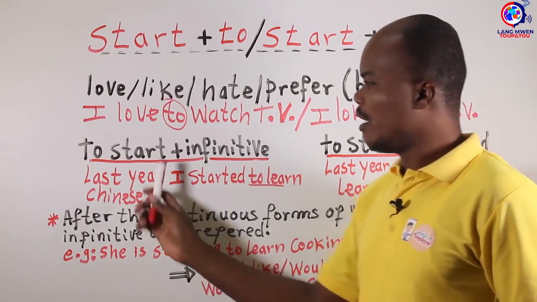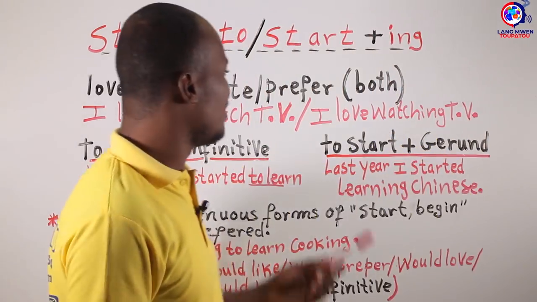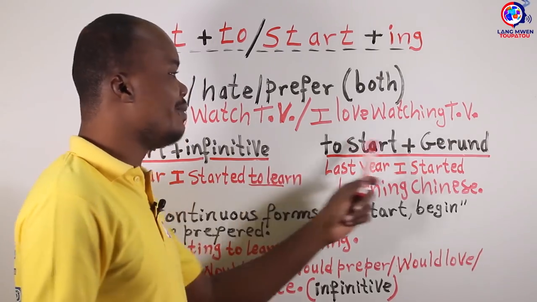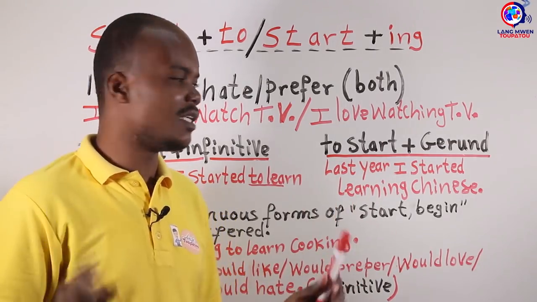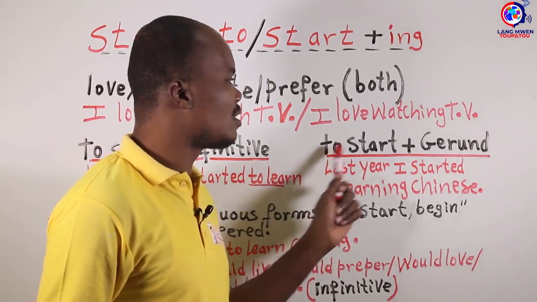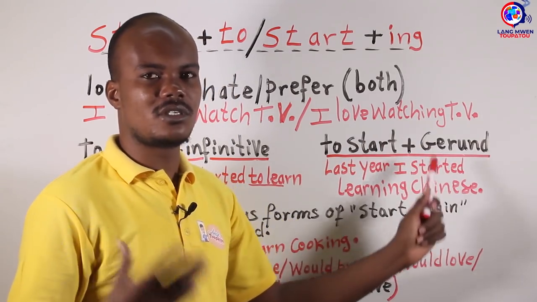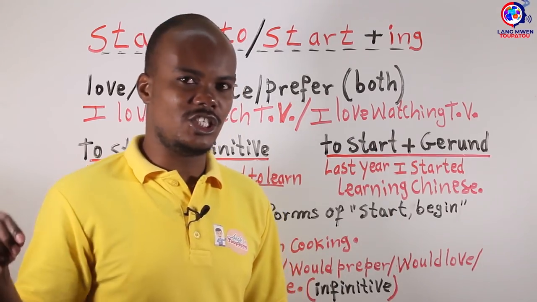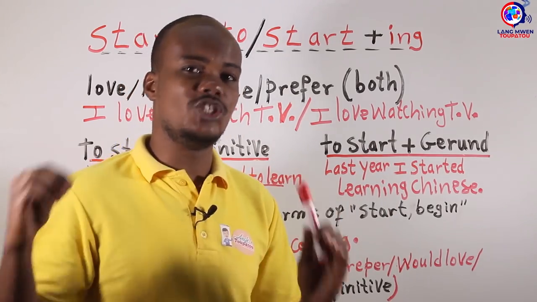Okay, good. And you can use to start with gerund. C'est choix pour lier. Soit on dit ça, ou bien on dit ça. Pas réellement, il y a une grande différence. So, you say to start plus gerund. You can use to start plus gerund. Gerund is when the verb gets ing. Gerund, c'est lorsque le verbe prend ing.